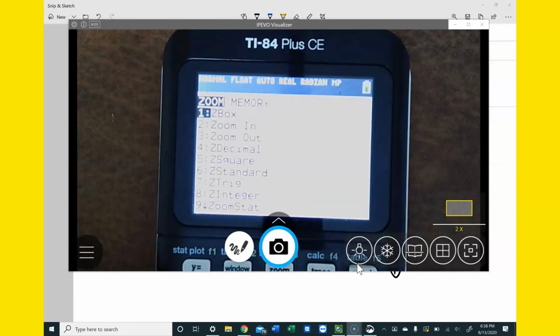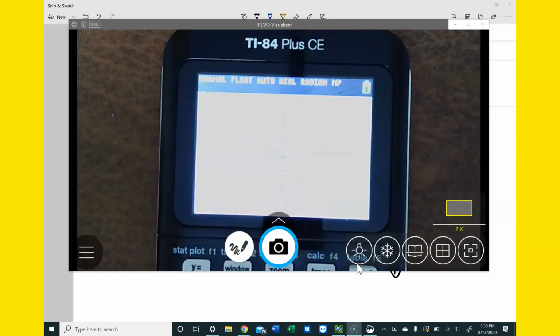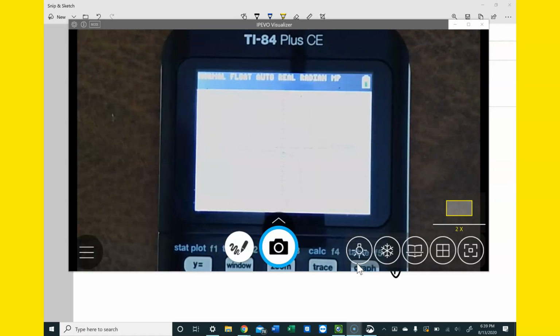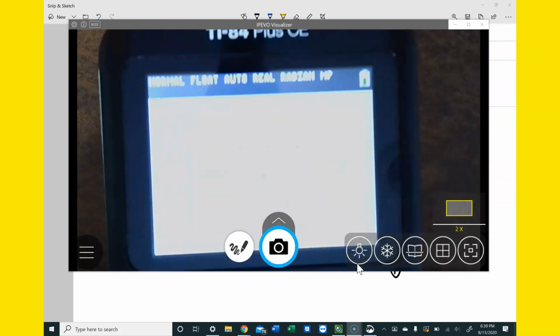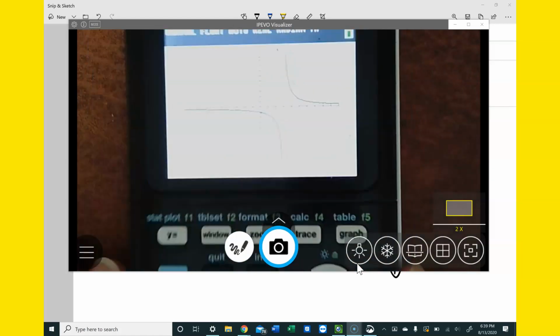Let me get my regular zoom menu back. My zoom standard, option 6. And you can see this way too. Like you can see as we approach 3 from the left, it's going down to negative infinity. You can hardly see that, can you? That's really not easy to see, is it? But you can kind of see it.